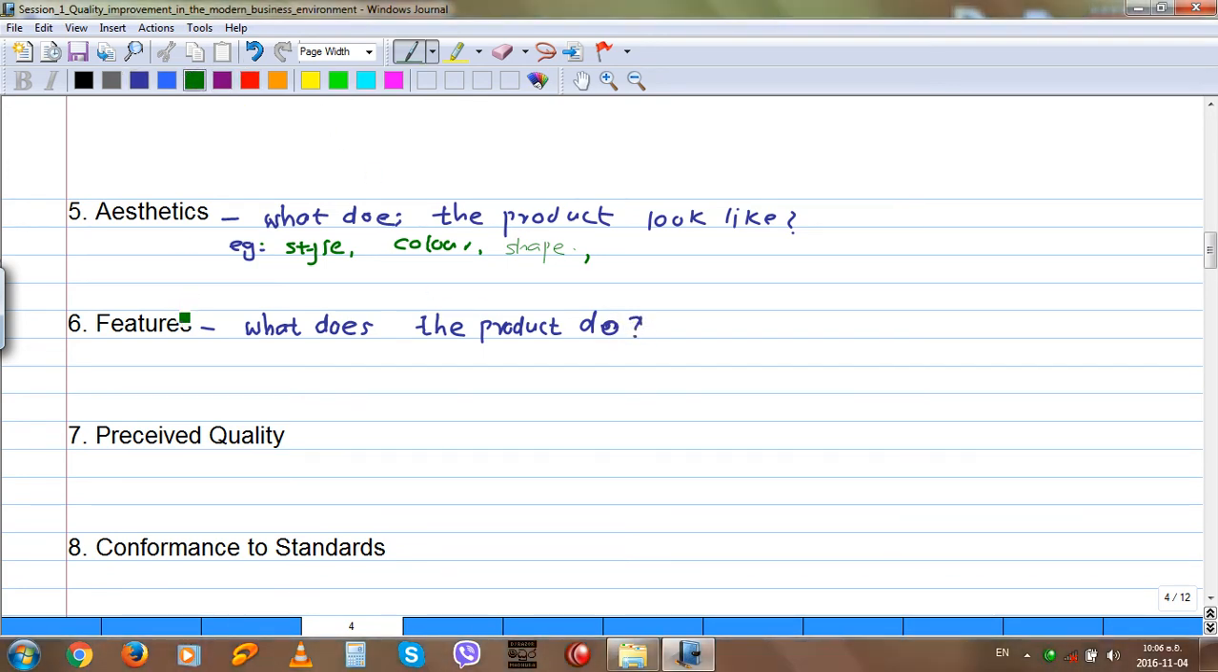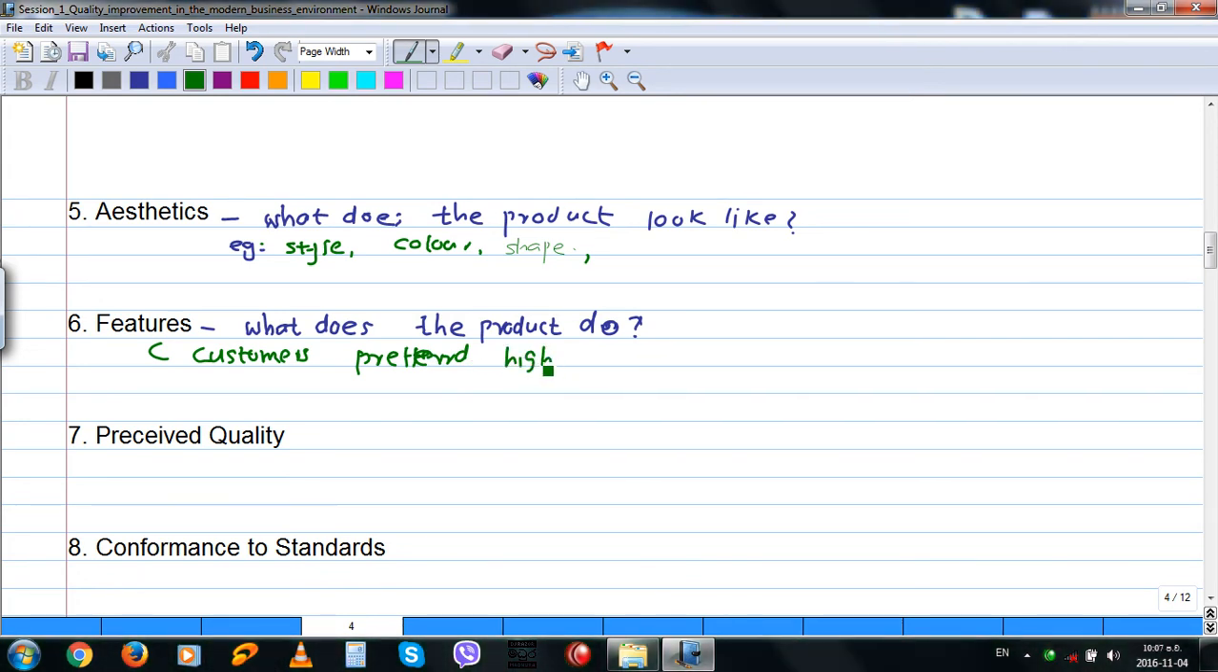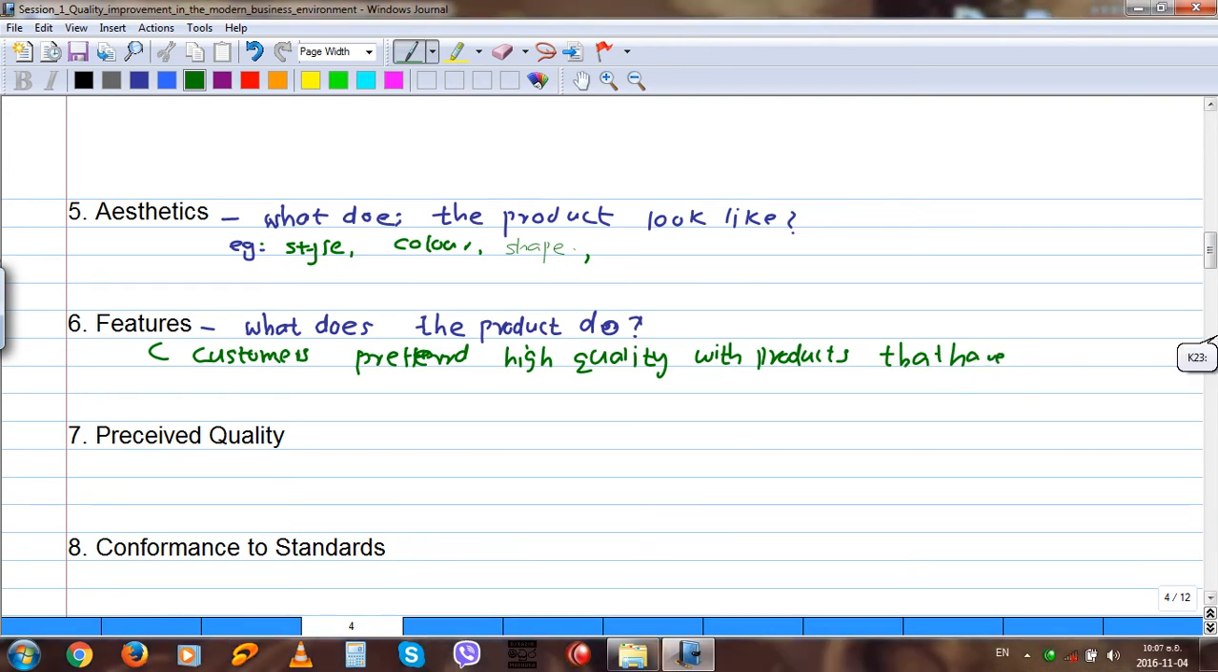So we can say customers prefer high quality products that have added features. Right.